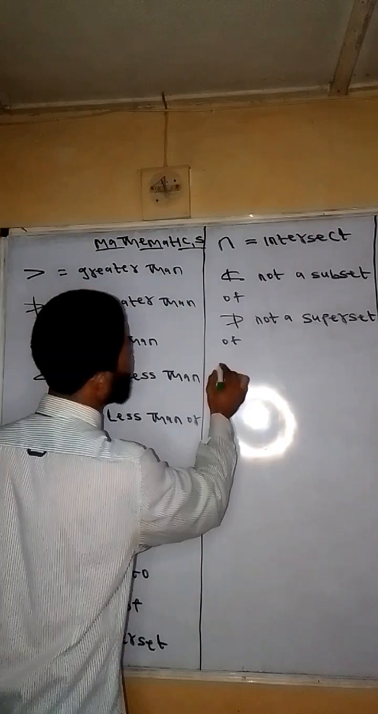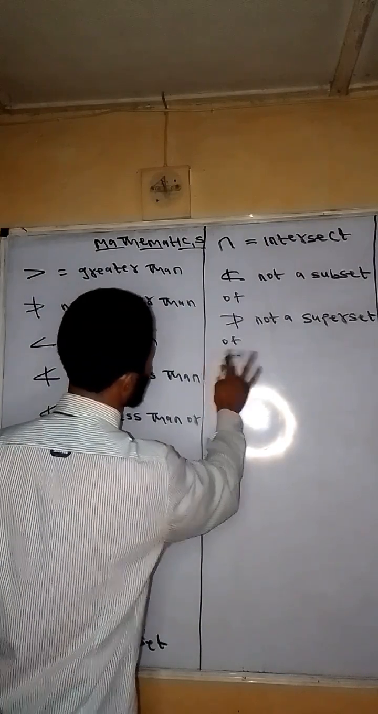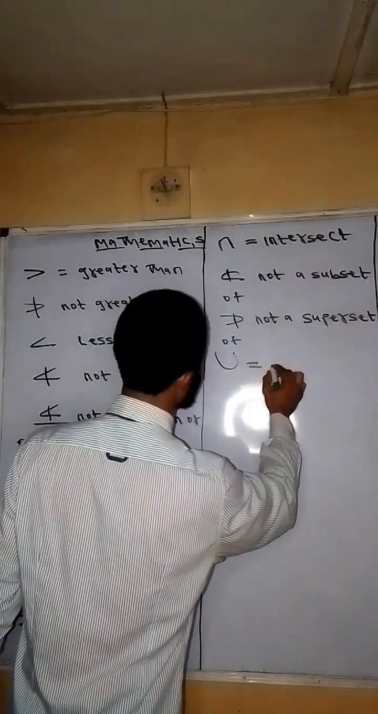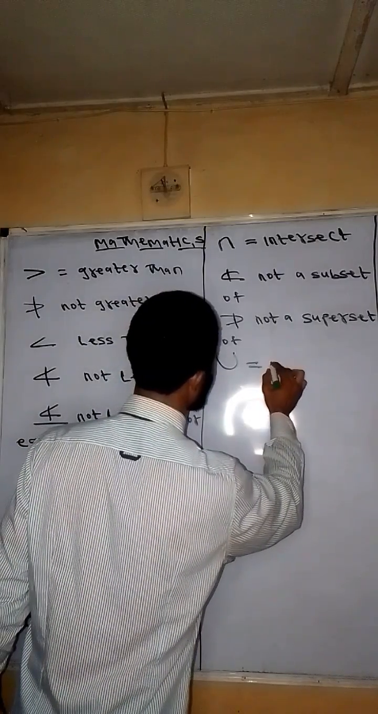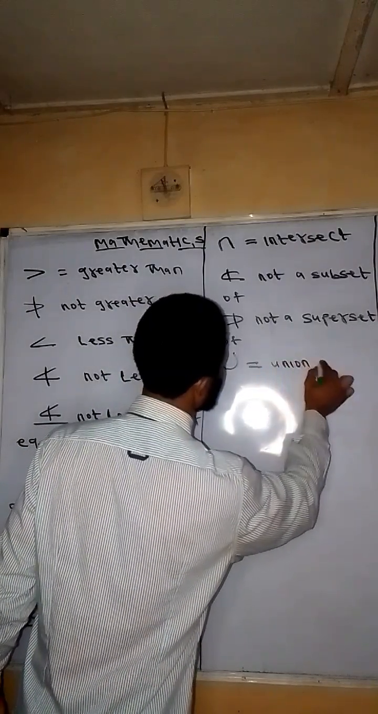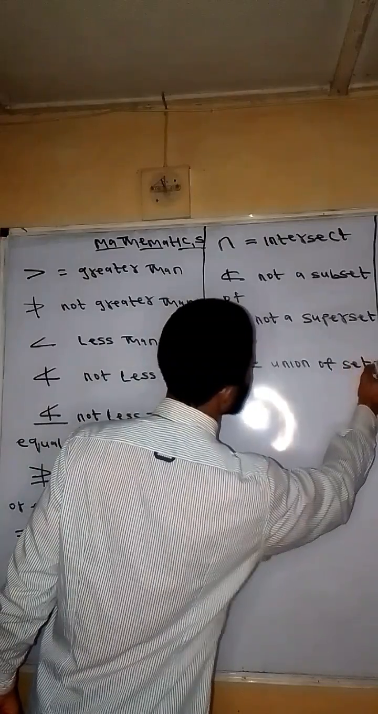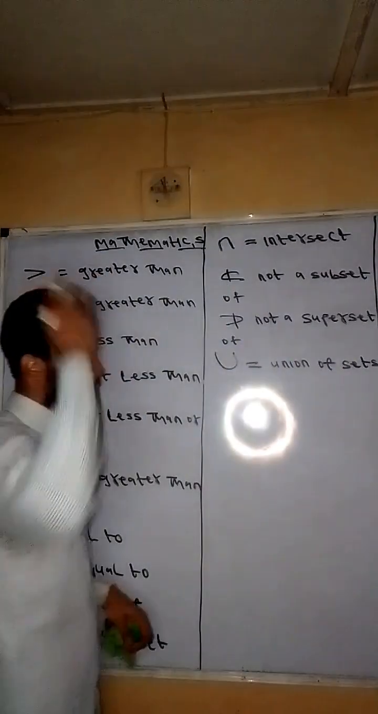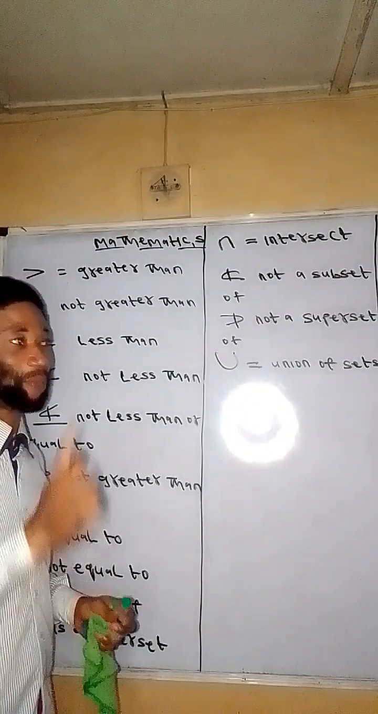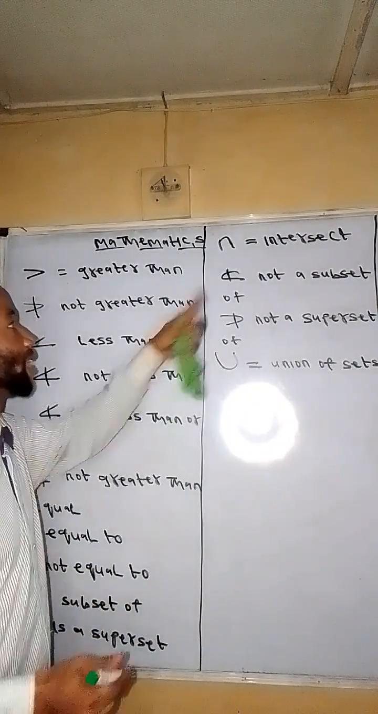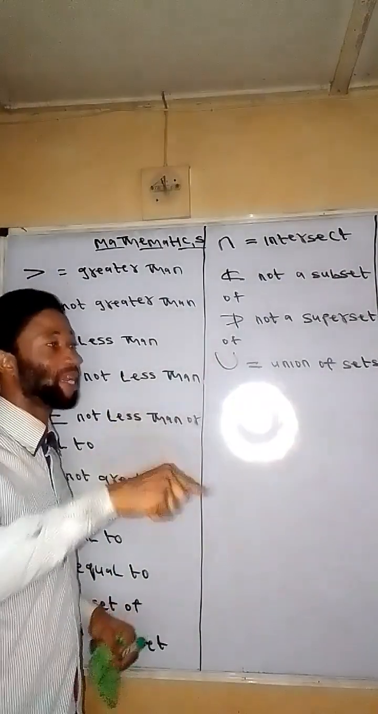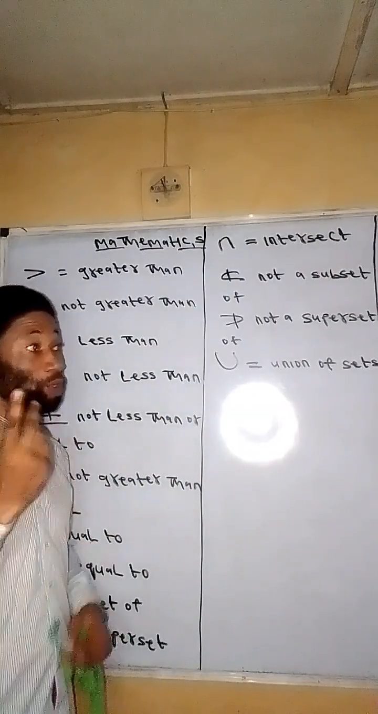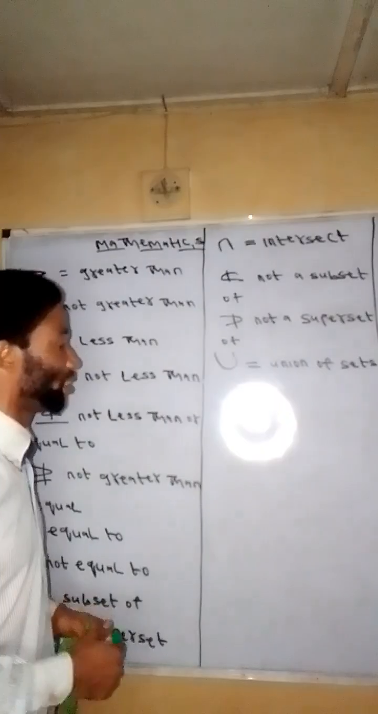Now, if I have something like this, this guy means union. Union of sets. What is a union of sets? A union of sets is a combination of two or more sets without repeating any common elements. The intersection of any sets is the elements that are common to two or more sets. So any element that is common to two or more sets is in the intersection of those sets.